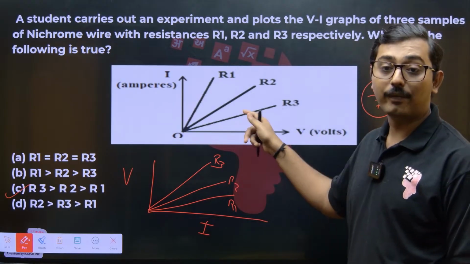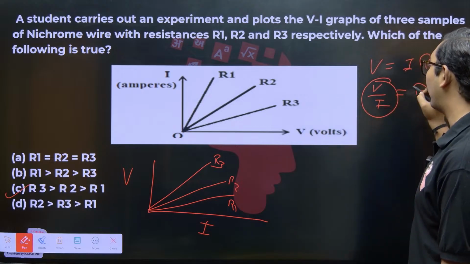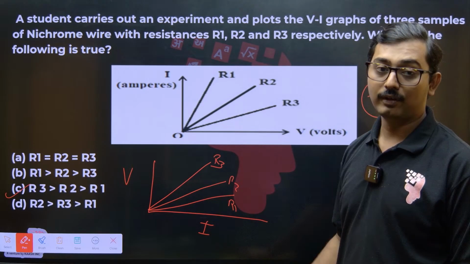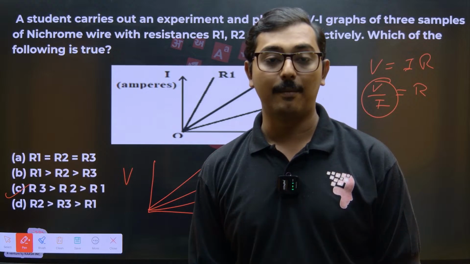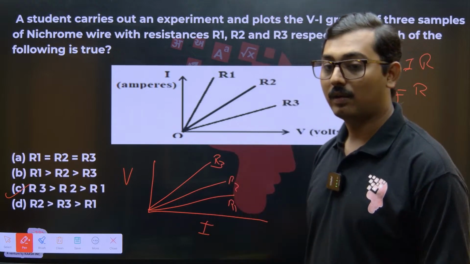What does the slope of the graph say? Slope of the graph says it is 1 upon R for this graph. For this graph, it is 1 upon R. But what do we want? We want only R.